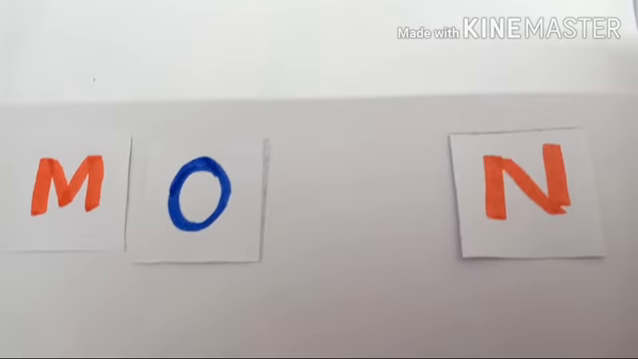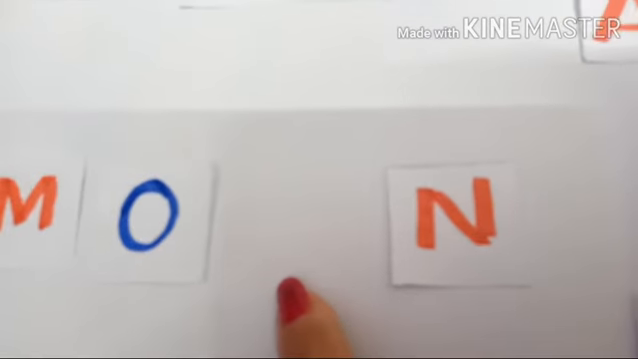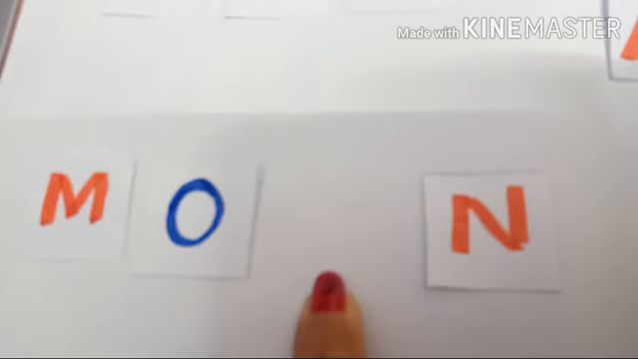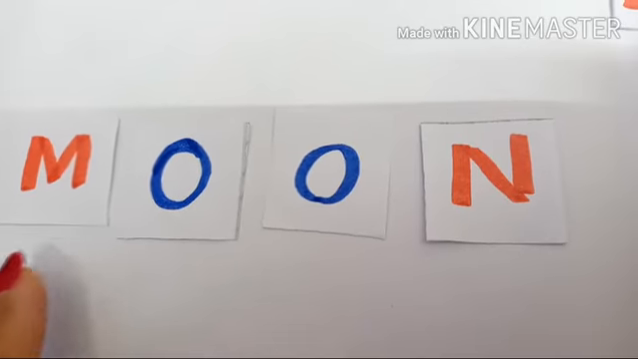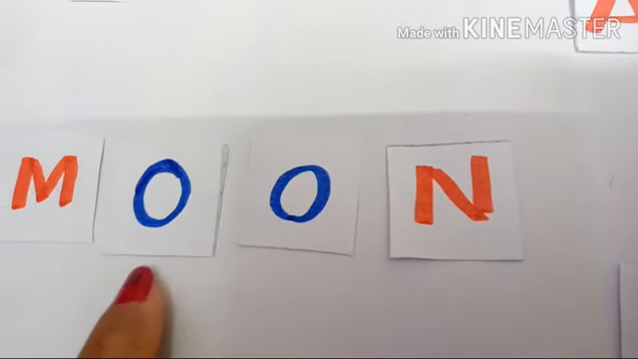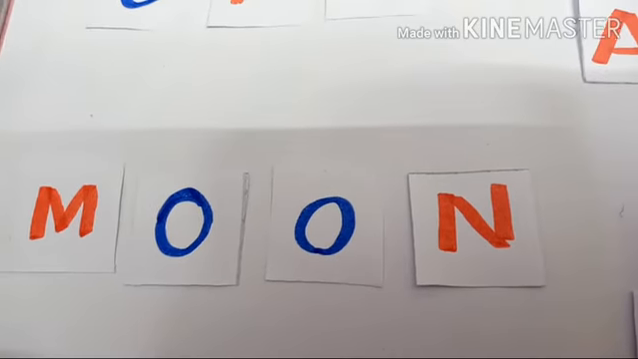Our next word is M O dash N. Which letter should be here? Which letter is missing here? Come on, find out fast. Here should be O. Now read the word aloud. M O O N, moon. M double O N, moon.